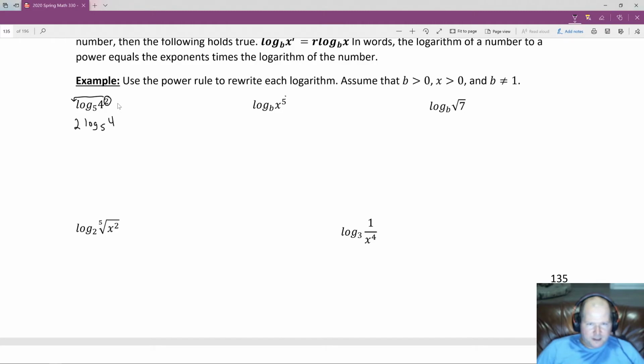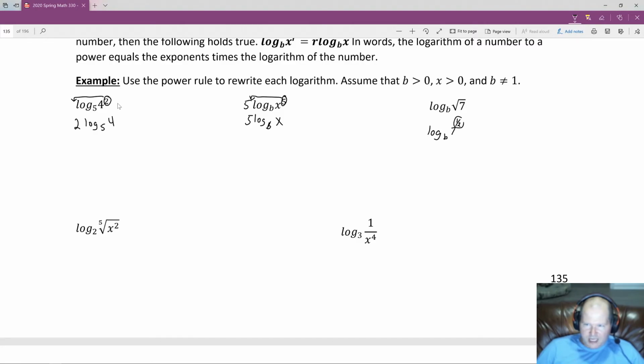Okay, right here again, we're going to pull this exponent to the front. So we end up with 5 log base b of x. Over here again, we're going to pull the exponent to the front, except you would say, oh, there is no exponent, it's just a radical. Well, we have to do a little manipulation. We have to turn that radical, that square root, into an exponent so we can use the rule. And the exponent is 1/2, right?